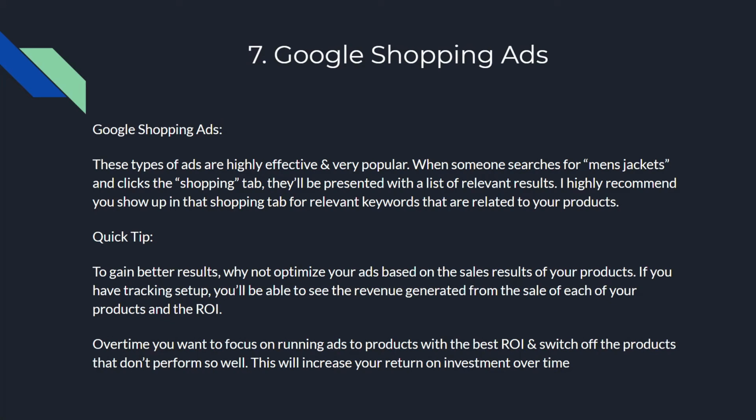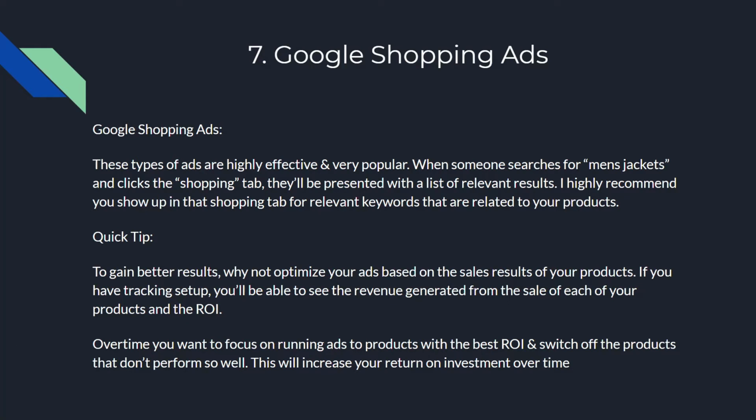Okay guys, next up is Google Shopping ads. These are highly effective and very popular. When someone searches for, for example, men's jackets and clicks the shopping tab, they'll be presented with a list of relevant results. I highly recommend you show up on that shopping tab for relevant keywords related to your products. Another quick tip: if you want to gain better results, think about optimizing your ads based on the sales results of the actual products that you sell. If you have tracking set up, you'll be able to see the revenue generated from the sale of each of your products and the ROI. You want to concentrate more on the products that are selling better and give you the best return on investment.